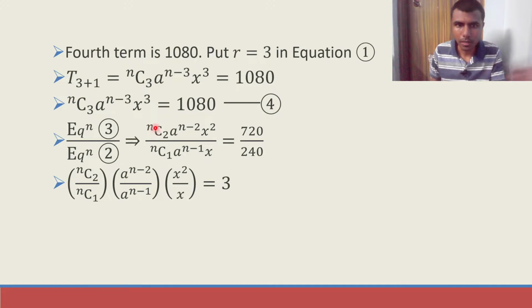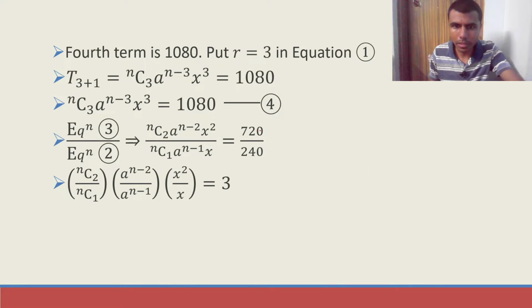You see, I divided this like this. I mean, I split. How? NC2 by NC1 like this, and a power n minus 2 by a power n minus 1, and x square by x, because I can make something out of this. Now here, I'll show you the simplification.